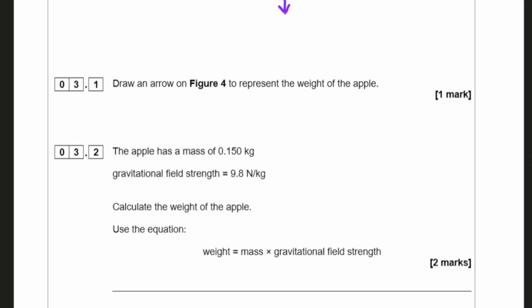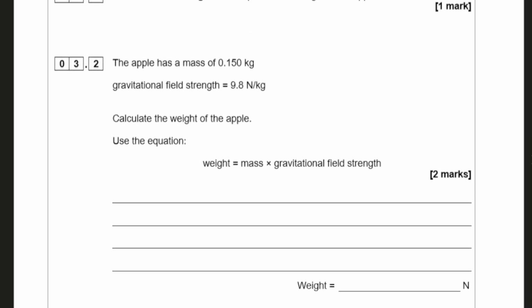Next question. The apple has a mass of 0.150 kilogram. Gravitational field strength is 9.8. Calculate the weight of the apple. So they're asking you to calculate the weight, which is equal to the mass multiplied by gravitational field strength. So you don't have to do anything with the equation, just put the numbers in.